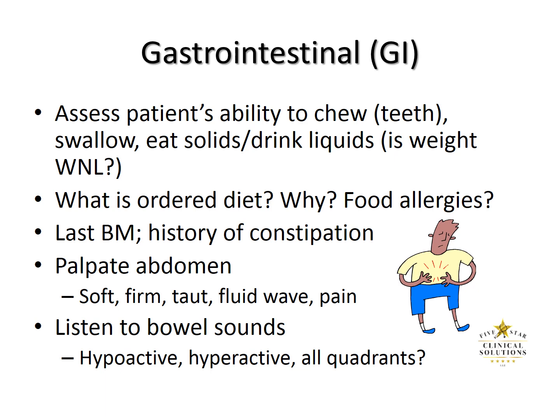We want to next palpate the abdomen. Is it soft, firm, taut? Do they have pain? Do we see a fluid wave? The way to assess for a fluid wave in the abdomen is to place one hand flat on the abdomen and then take your opposite hand and tap the fingers. You will see a fluid wave go across the abdomen. If it is not present, of course, you won't see that. Listen to bowel sounds. Are they hypoactive, hyperactive? Are they present in all four quadrants of the abdomen?